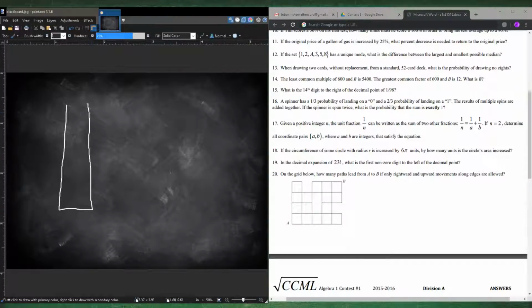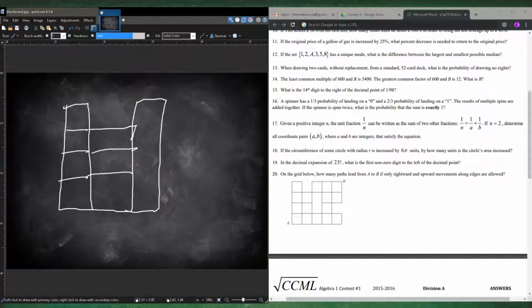So you have 4 blocks. 1, 2, 3, 4. And then we put 3 more blocks. 1, 2, 3. And then another block right here. But basically right here and here. This one's missing. And then you put another 4 blocks.